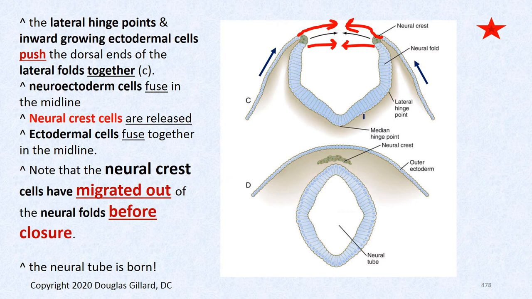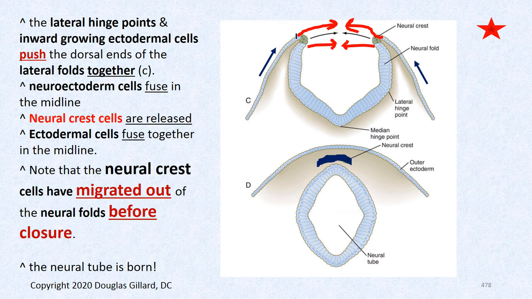So here's where we are. The neural tube is folding up and these ends are being driven together. And the neural tube has been created here. It's completely fused together. But notice how the neural crest cells here, they're about ready to fly the coop. And for a short time, they're going to be hanging out here on the dorsal surface of this neural tube. So how are they going to fly the coop?